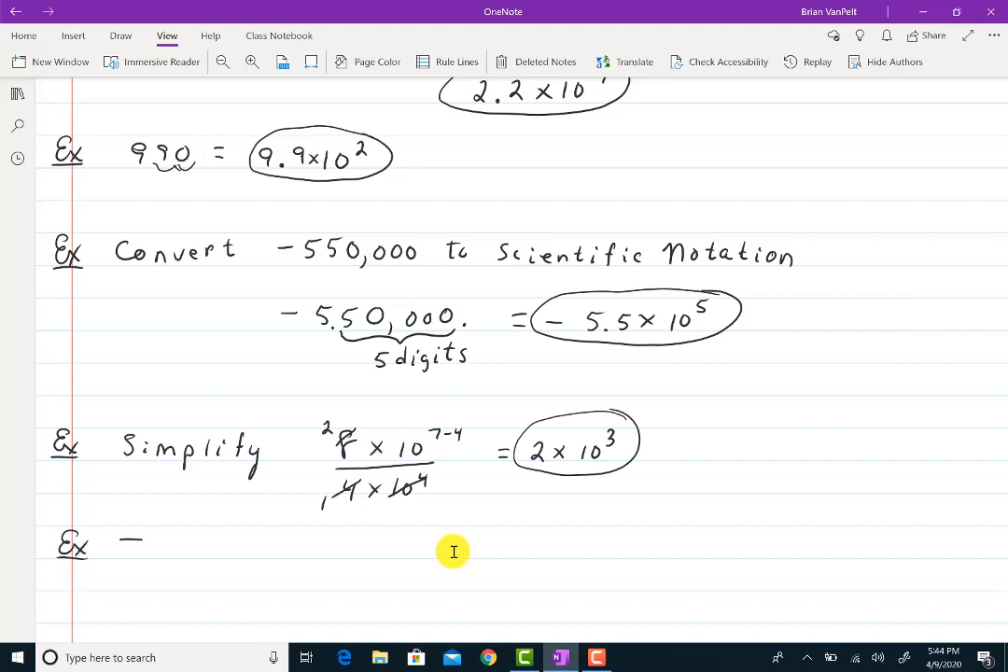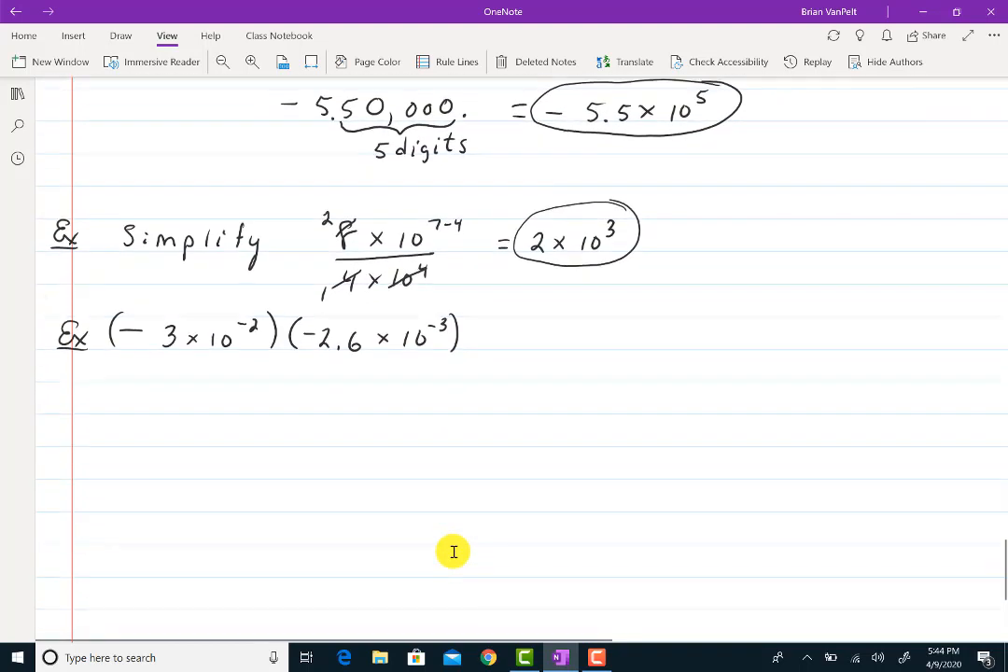For my next one, I have negative 3 times 10 to the negative 2. And I'm going to take that and multiply it to negative 2.6 times 10 to the negative 3. Now what you can do in a problem like this is multiply the 3 and the 2.6 together. So let me do 3 times 26. 3 times 6 is 18, carry the 1. 3 times 2 is 6, plus 1 is 7. So it looks like 78, but don't forget there was a decimal place here. So I'm going to have 7.8.